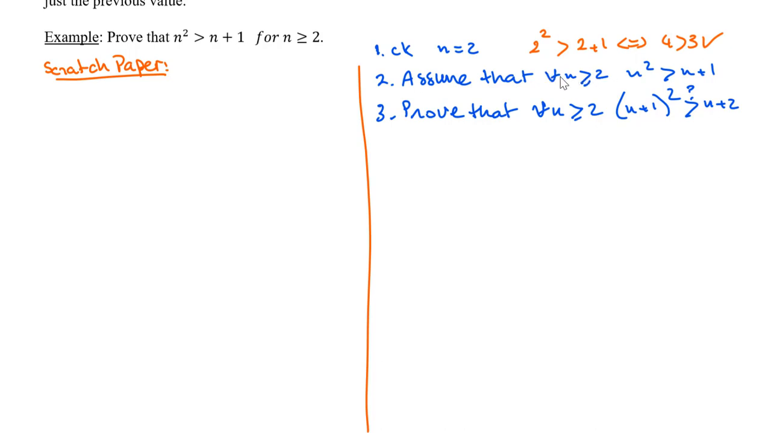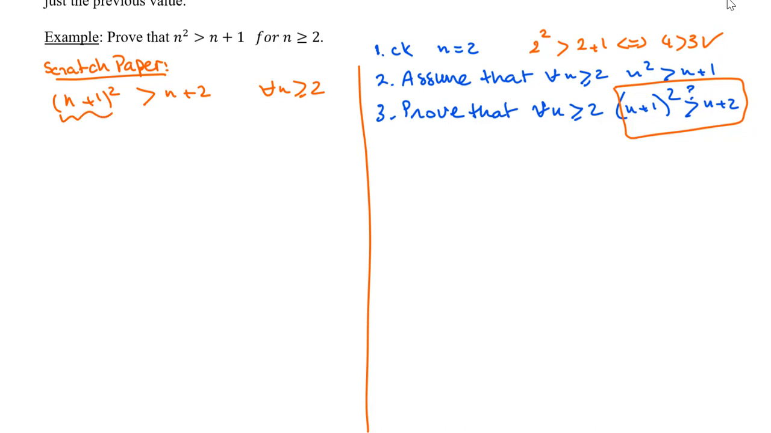Then you assume that for all n greater than or equal to 2, n squared is greater than n plus 1. And I'm going to try to prove that for all n greater than or equal to 2, n plus 1 quantity squared is greater than n plus 2. Why n plus 2? Because you replace every n with n plus 1, which is the next term. This is our goal. So here on scratch paper we're going to write down the goal, that n plus 1 quantity squared is greater than n plus 2 for all n greater than or equal to 2. This is where we need to get to.